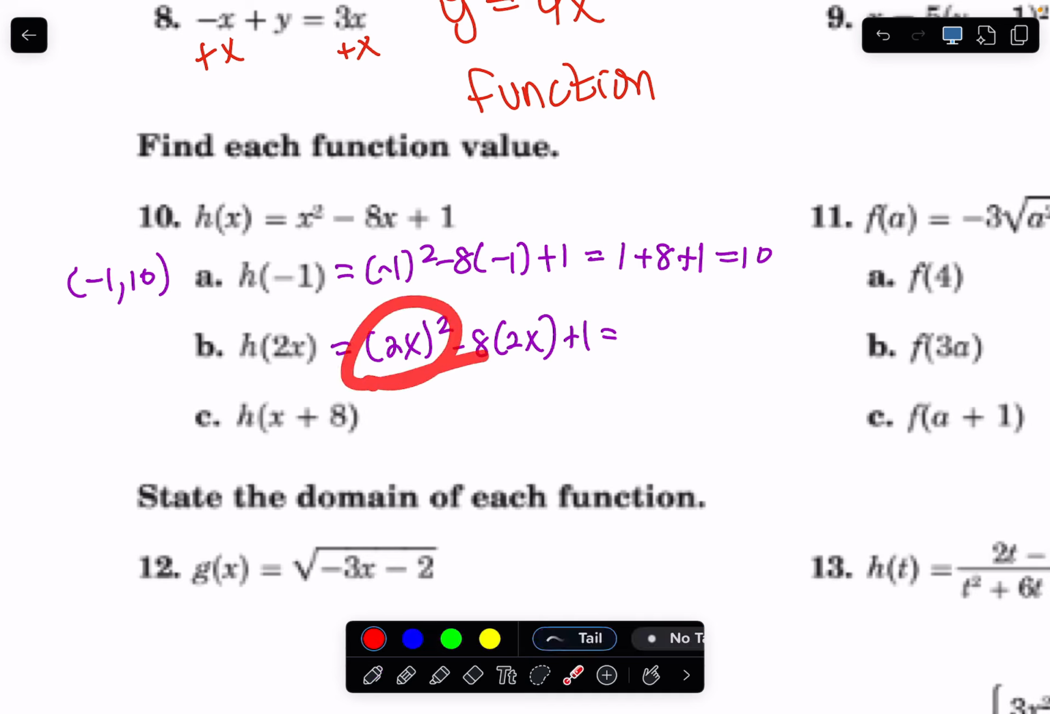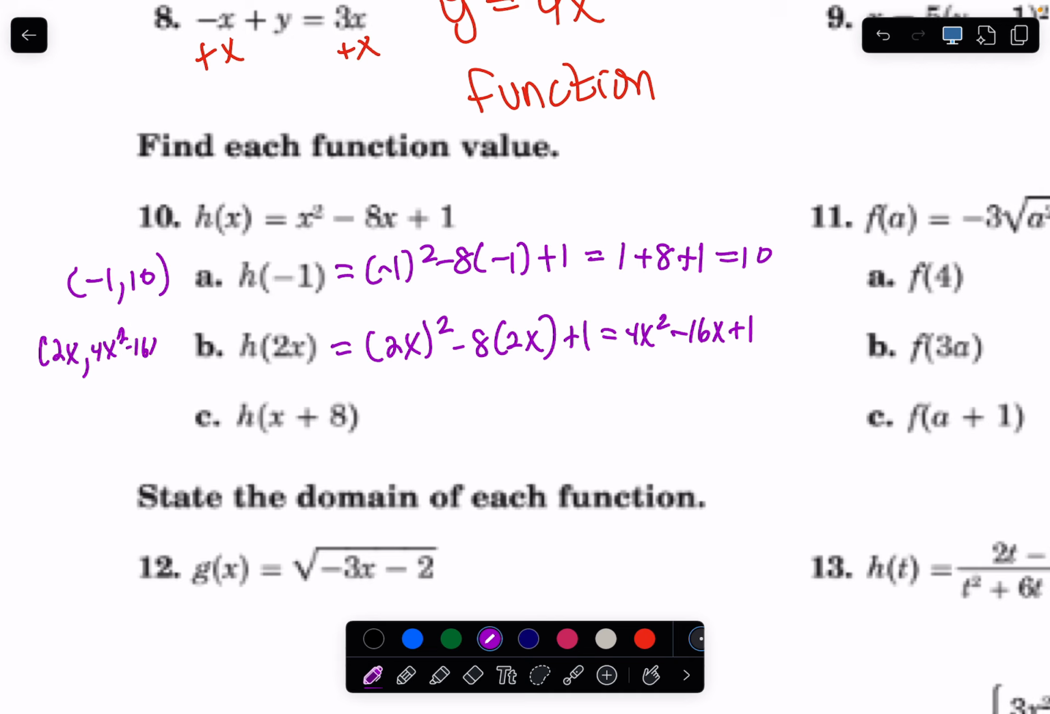And then you can see we got a square, we got an x, we got a 1. There are no like terms, so just leave it. You don't have to go further. Again, feel free to add on the ordered pair, okay, as a way to kind of show that you understand what that means.